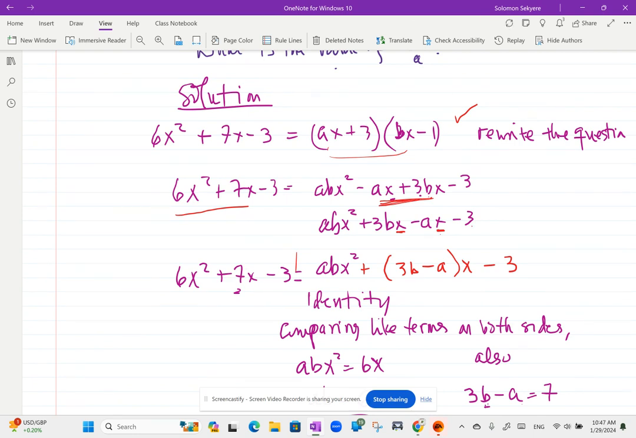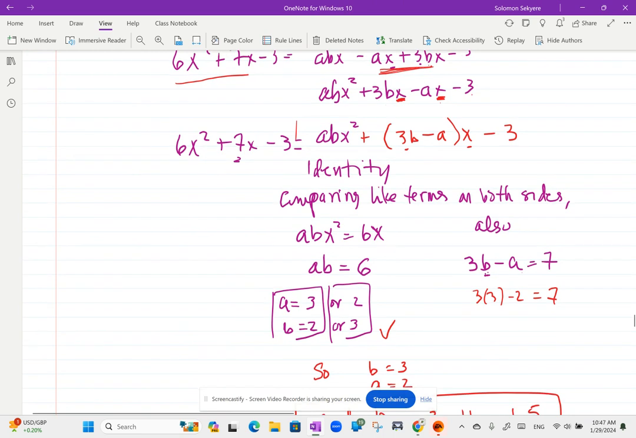What do I do next? Okay, I'm going to factor this x here, there's x here. So I'm going to factor my x out. When I do that, I get 3b minus a, left 3. So now I have an identity. What do I do? I compare like terms on both the left-hand side and the right-hand side. So I say this is equivalent to that.